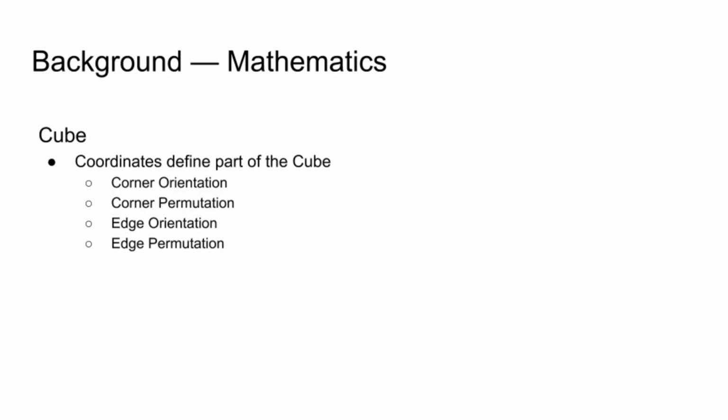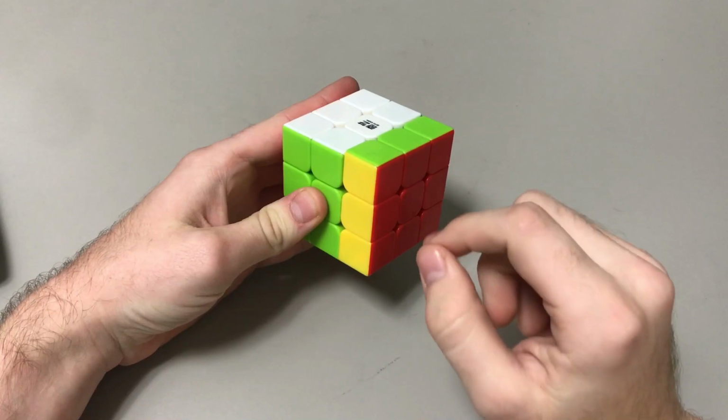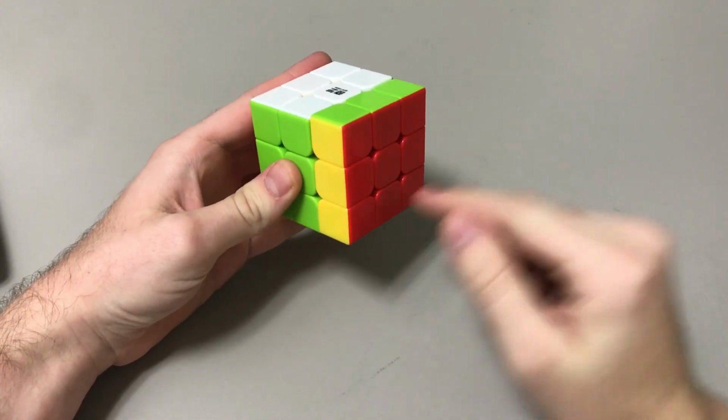To fully define a cube, all the pieces must be fully defined. This is done with the use of coordinates. A coordinate can be whatever, as long as it defines some aspect of the cube. The 4 most common are corner orientation, corner permutation, edge orientation, and edge permutation. Permutation is the location of the pieces on the cube. When any move is applied, the permutation of 4 corners and 4 edges are changed.